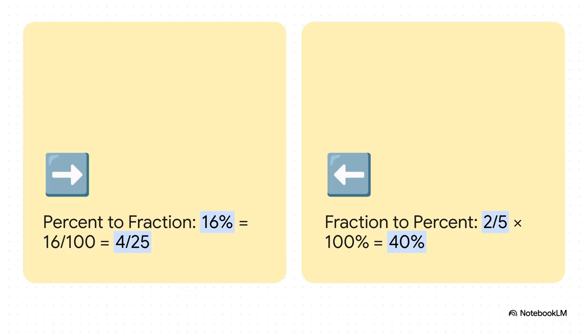And what about going the other way, from a fraction back to a percent? You just do the opposite. Multiply by 100%. So 2/5 times 100% gets you 40%. See, it's a perfect two-way street.